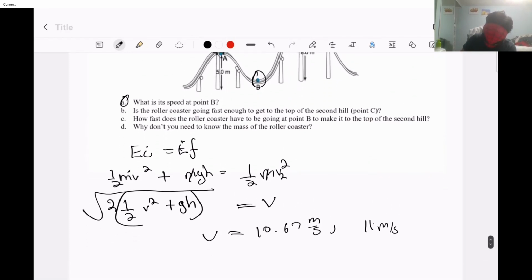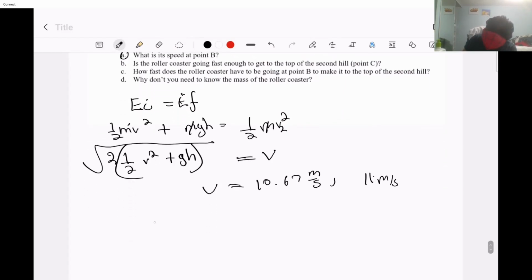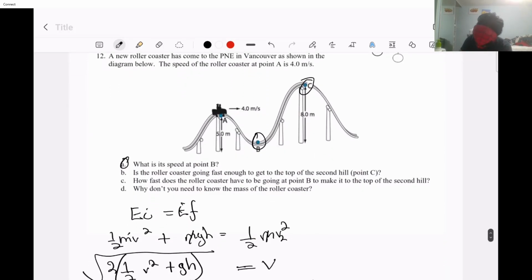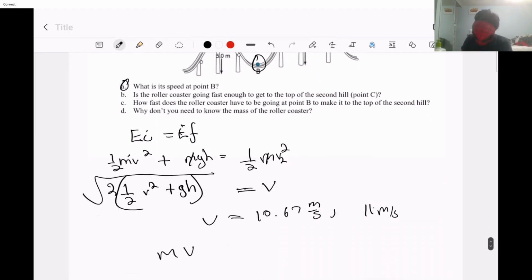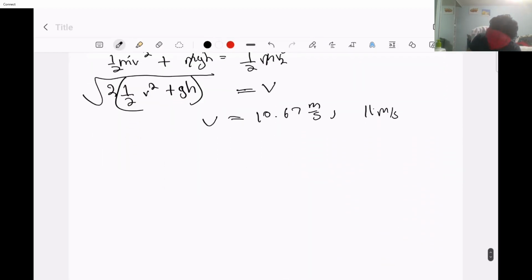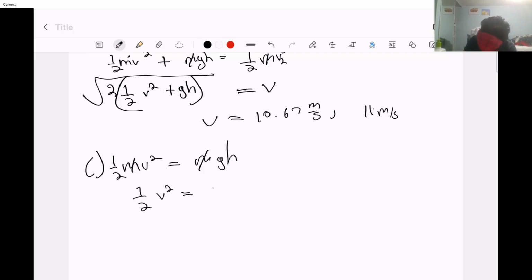So basically, at point C, right? To reach point C, we can assume that the minimum speed it will take to reach point C will stop right here, right? The minimum speed will just get it up to point C and it will stop. So there would be no kinetic energy at the top, but there would be gravitational potential energy at the top, right? So for part C, 1 over 2 mv squared is equal to mgh. So cancel out the m's. So 1 over 2 v squared is equal to gh.